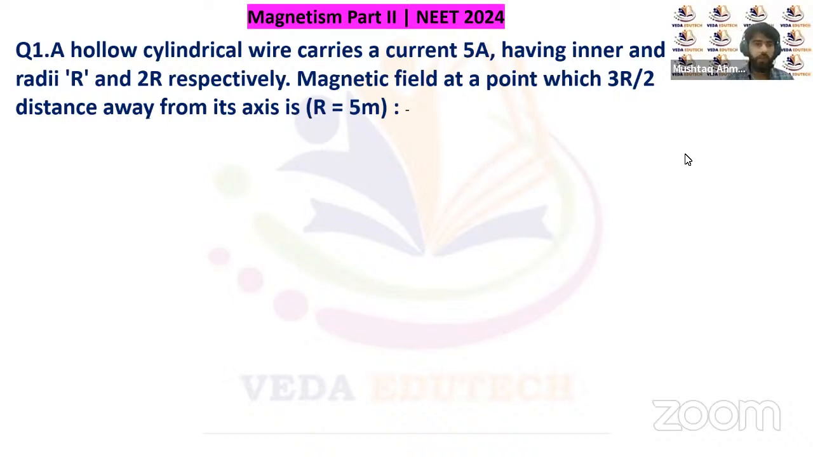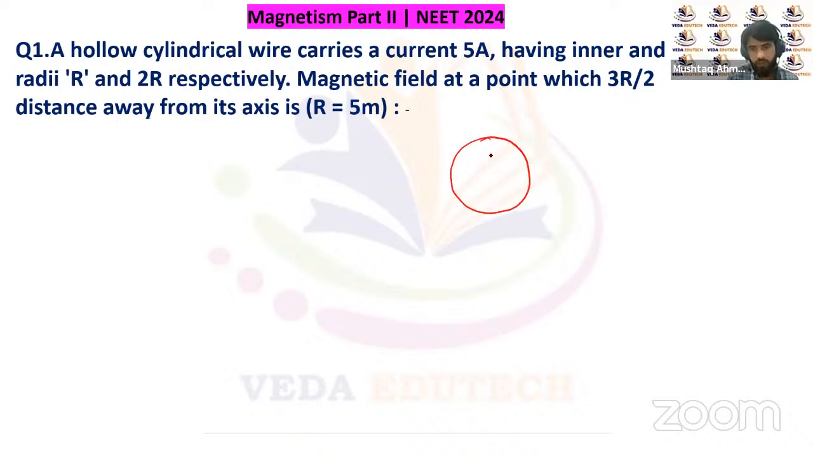The question number one is that a hollow cylindrical wire carries a current of 5 amperes, having inner and outer radii R and 2R respectively. Find the magnetic field at a point which is 3R by 2 distance away from its axis, right? So in this question, we have a cylindrical wire. This cylindrical wire has two radii, right? It's a hollow cylindrical wire.